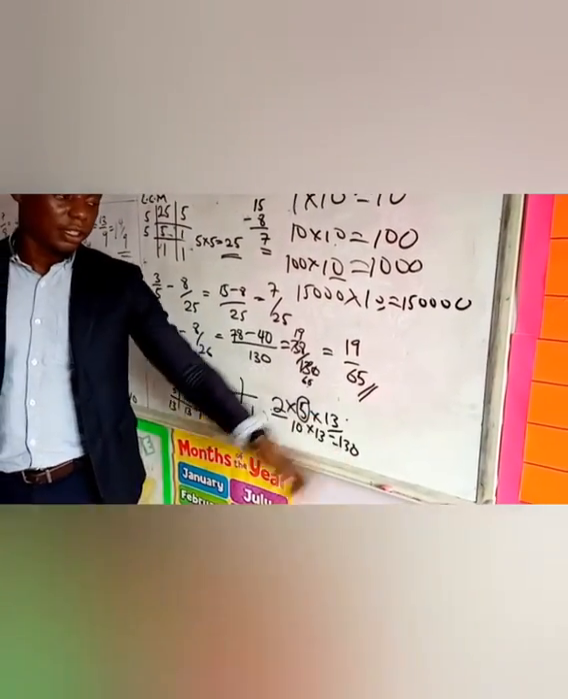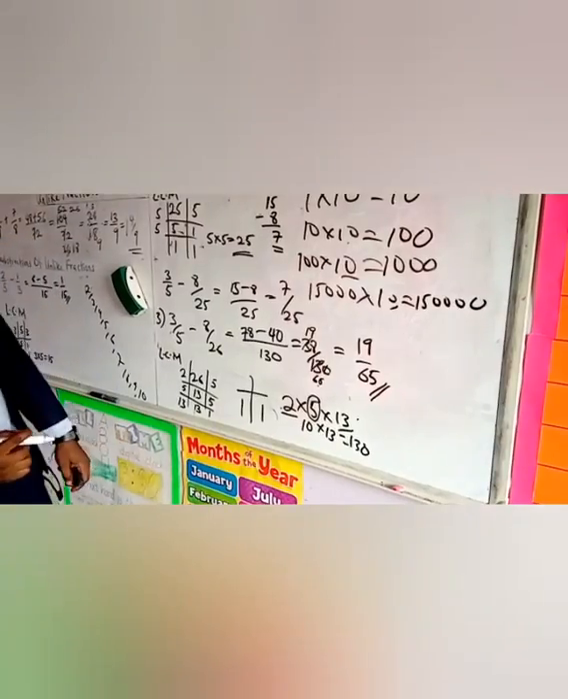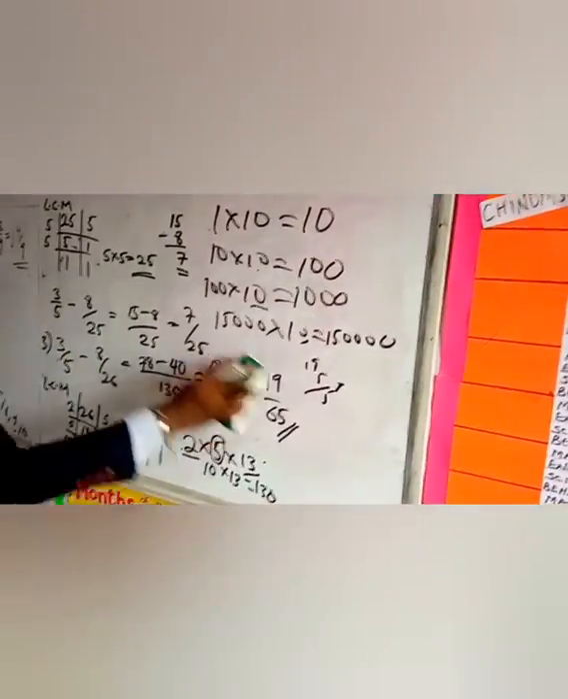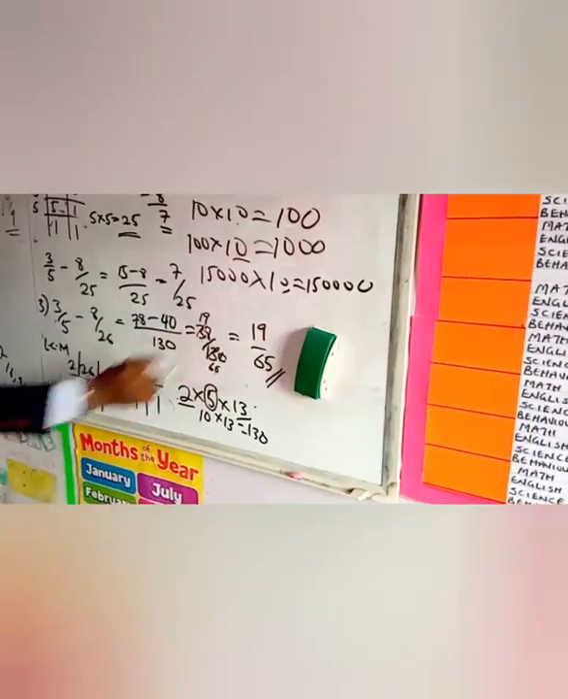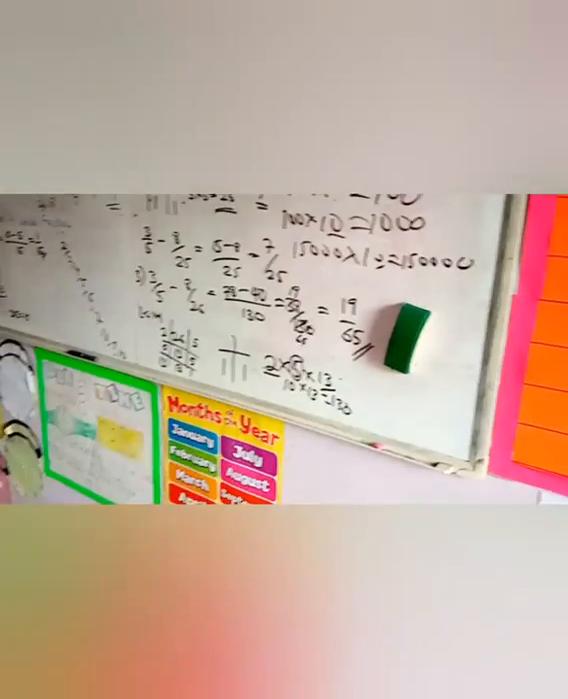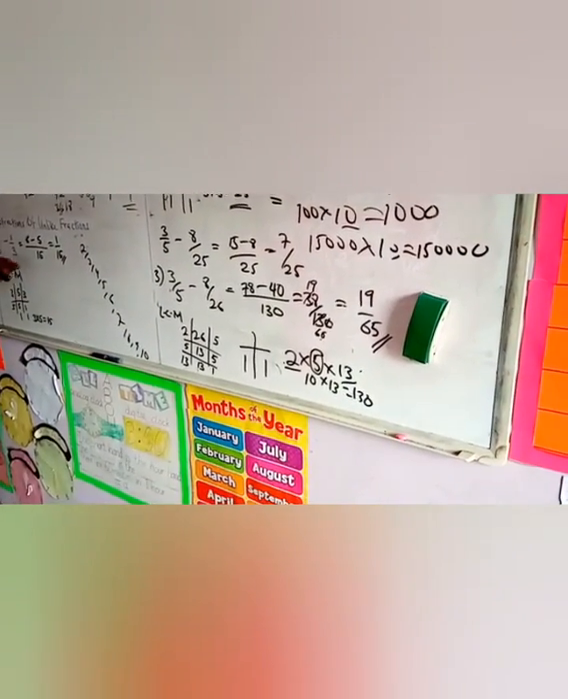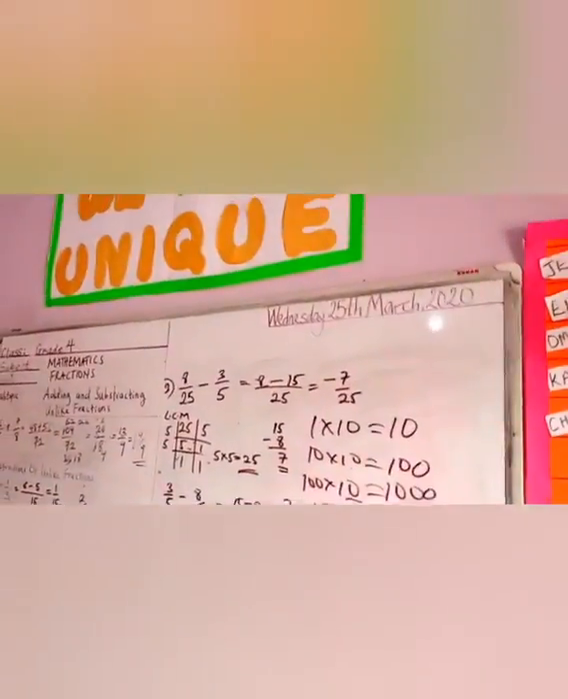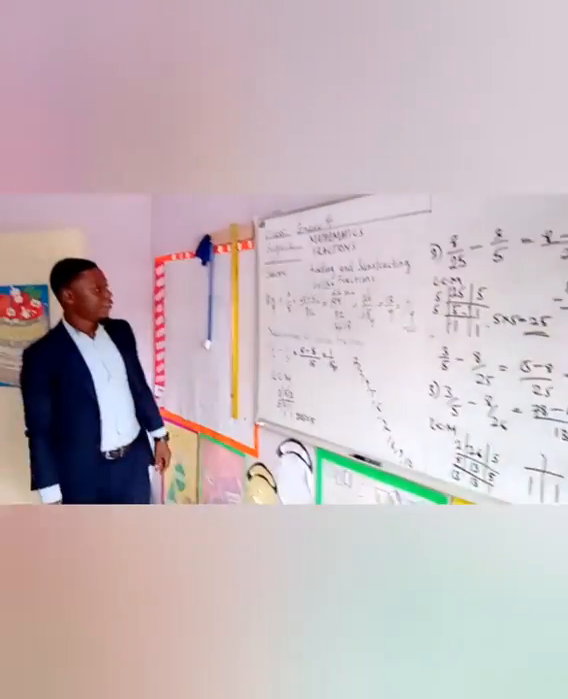19 over 65. If you think you can still go, let me see if I can go through. No, it cannot go through. So we have to leave it there. Don't forget that I said 19 is also a prime number. So we've done 1 and 2 and 3. These are the examples we have in adding and subtracting unlike fractions.